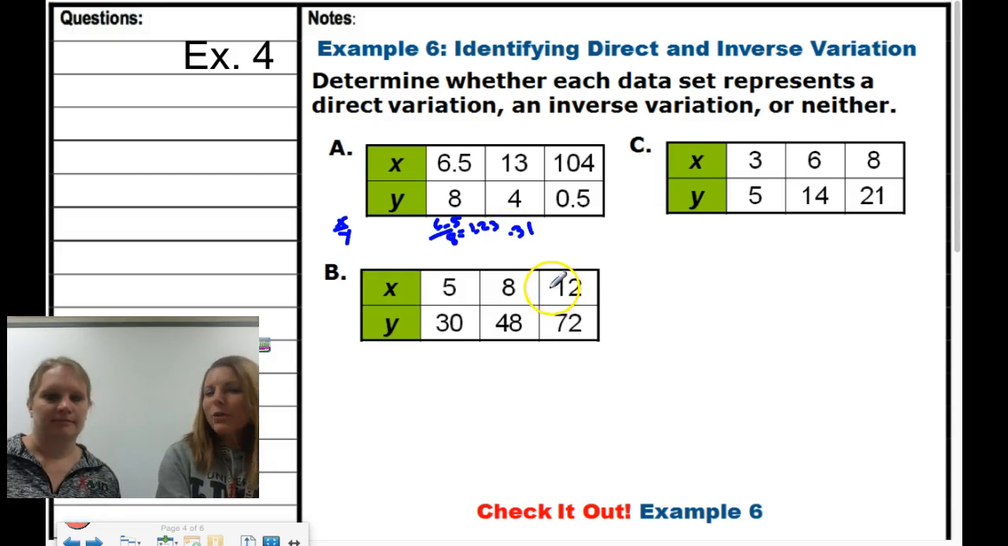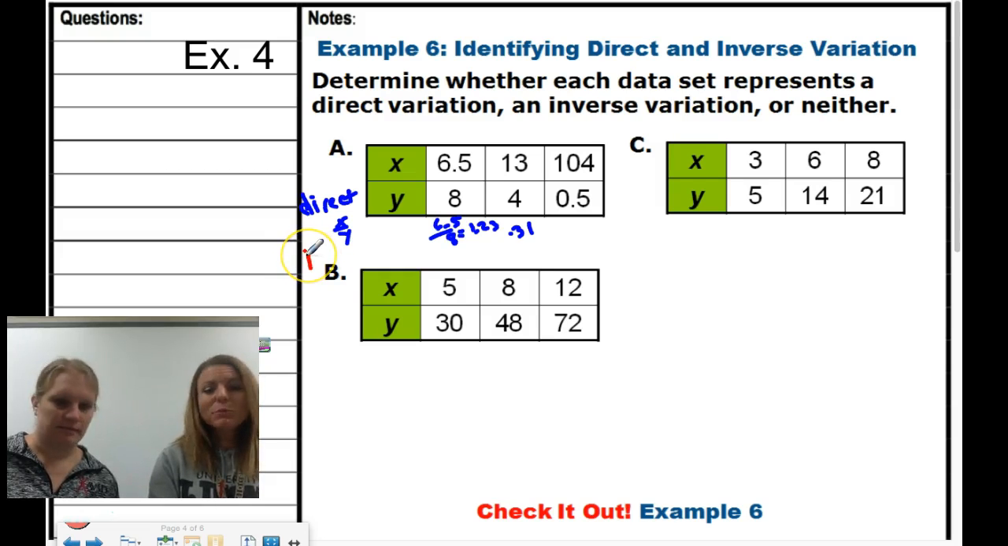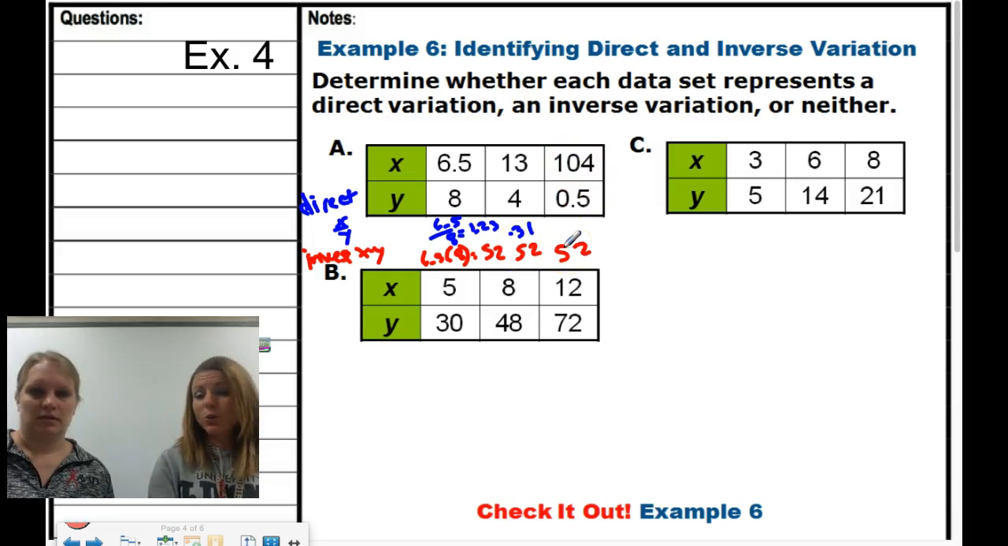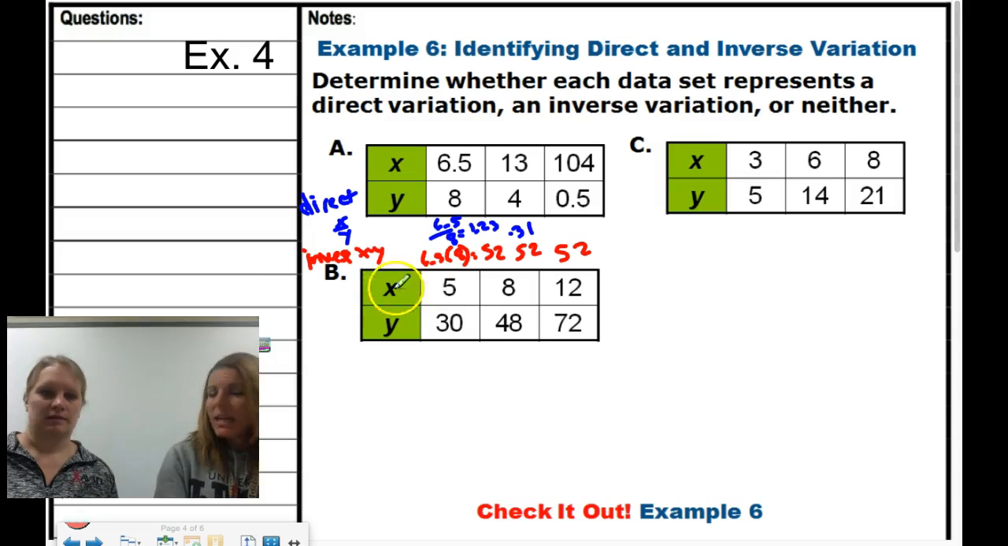But guess what? We don't have to do the last one, because they're not the same. So we know it's not going to be a direct variation. So now let's do x times y, the inverse. Remember it's flip-flop when we're looking at the k value. 6.5 times 8 is 52. 13 times 4 is 52. And 104 times 0.5 is 52. Because the product is constant, that means it's an inverse.